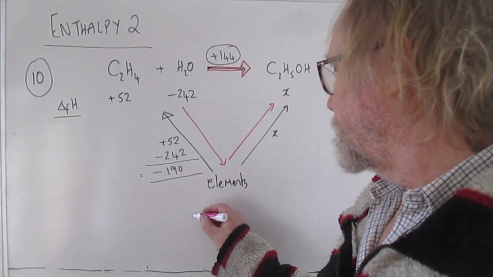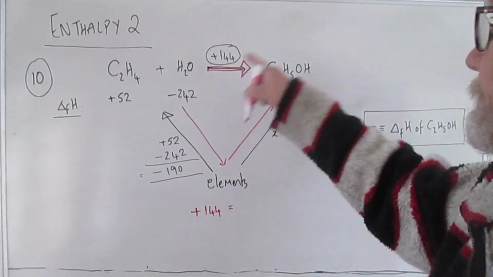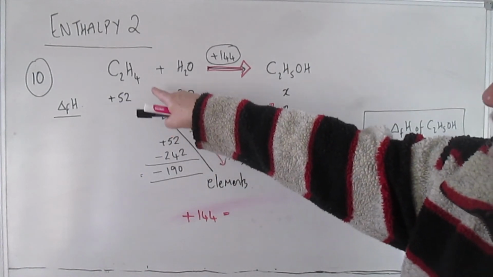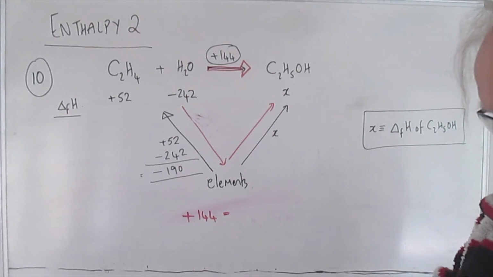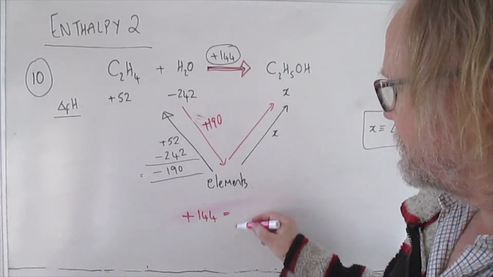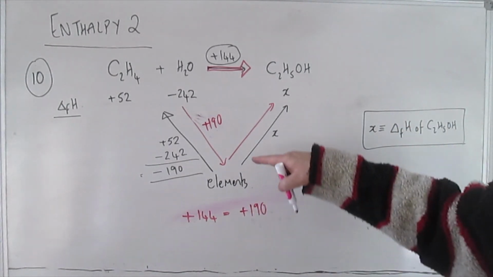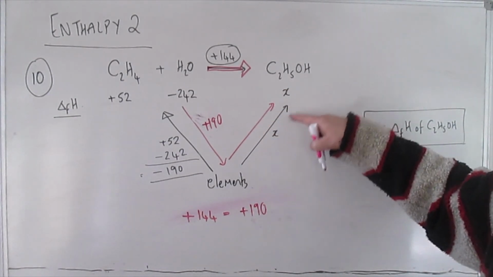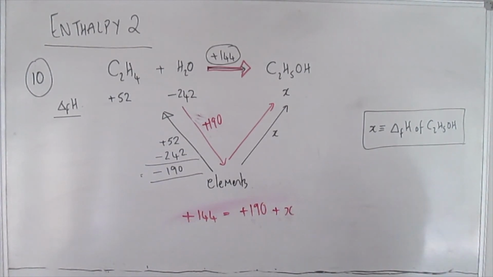So we get that plus 144, which is the overall answer, is equal to this plus this. We worked out it was minus 190 forming those compounds going up that way, so we're doing the opposite. We're unforming them, so that's going to be plus 190 coming down here. So plus 144 is equal to plus 190, and then going up there, that's the same as this, which is X, because the arrow's going the same way. So it's plus 190 plus X.